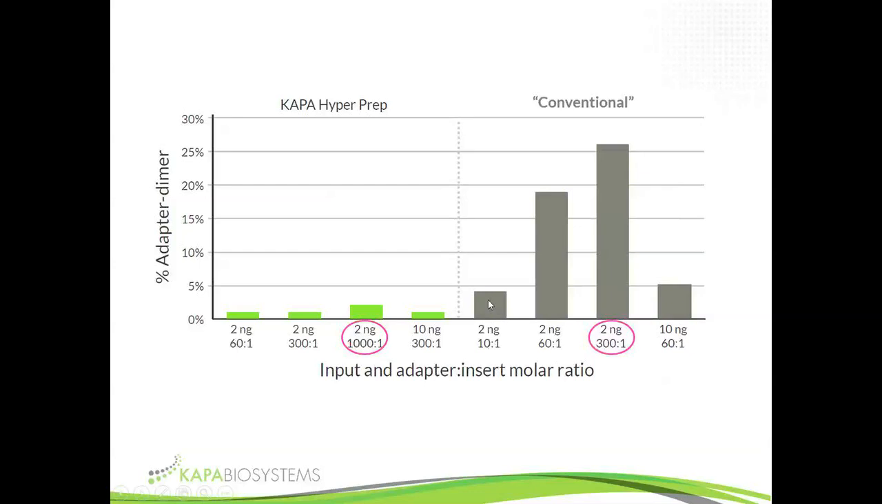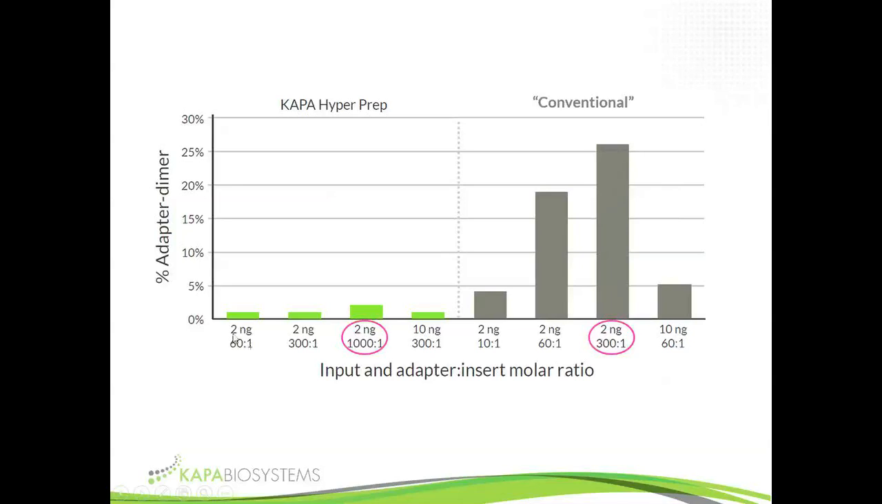So this is, in the end, reads that just map to adapter dimer, and obviously those reads you can't use, they take away from your sequencing capacity and they reduce your coverage for useful molecules in the end. With the HyperPrep chemistry, you can go up to 1,000 to 1, whereas at 300 to 1 with the conventional chemistry, over 25% of your reads end up being adapters. It's not possible, essentially, but with the Kapa HyperPrep chemistry, even at 1,000 to 1, this is about 2% of the reads.